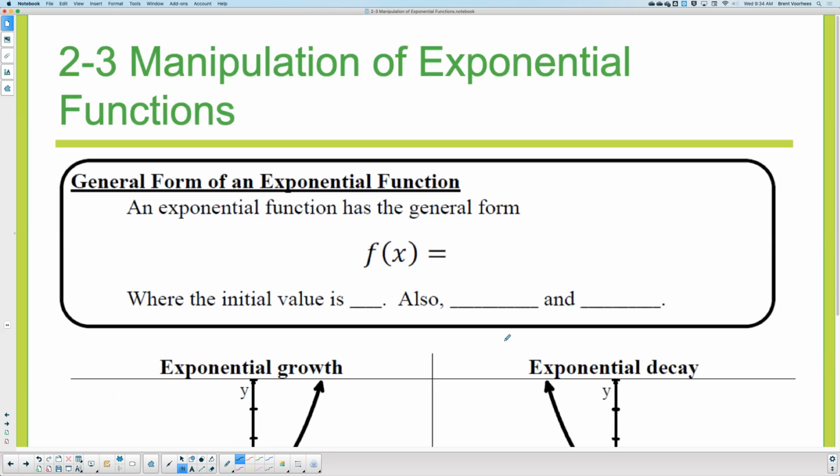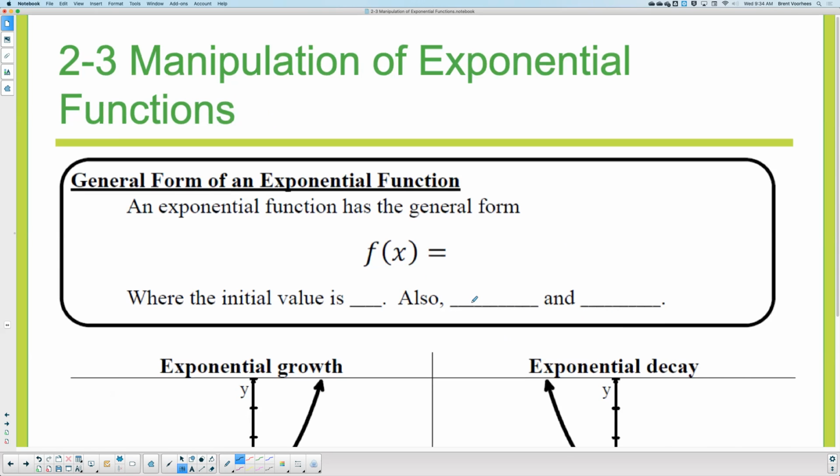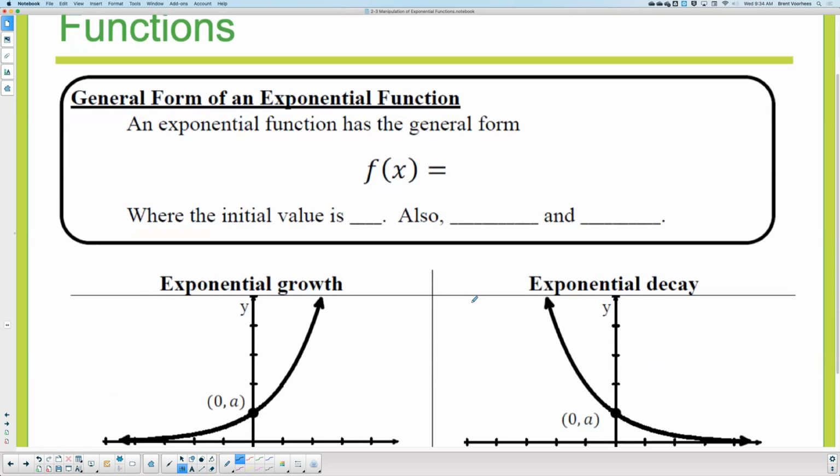The first thing I want you to look at is, oh, here it is. An exponential function has the general form. Sorry, I forgot to put the slide on there. What is the general form? I just gave it to you. A times b to the power of x, where the initial value is a.